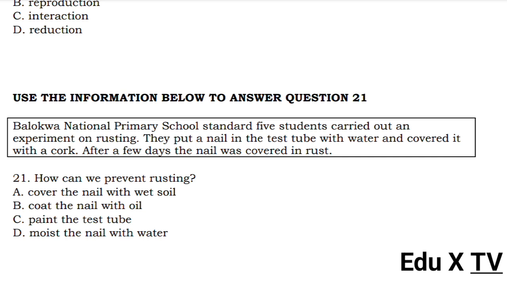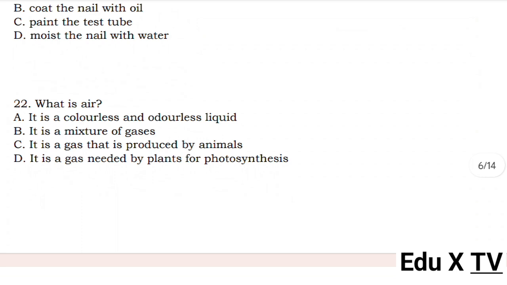Patokwa National Primary School Standard 5 students carried out an experiment on rusting. They put a nail in the test tube with water and covered it with a cork. After a few days, the nail was covered in rust. Number 21, how can we prevent rusting? Answer B. Number 22, what is A?